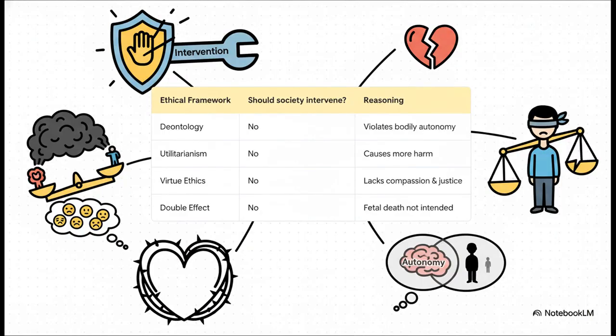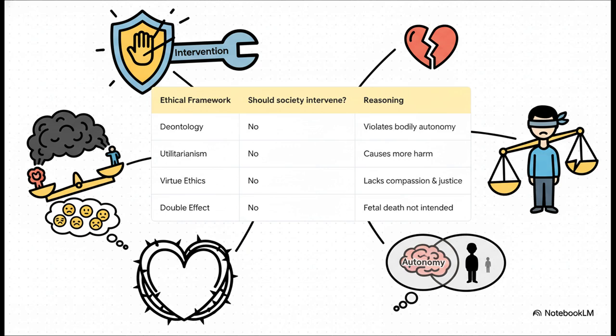Okay, so let's put it all together again, just like we did with the trolley. Deontology says don't intervene because it violates autonomy. Utilitarianism says don't intervene because that causes more harm. Virtue ethics says a compassionate and just society wouldn't intervene. And the doctrine of double effect? It also lands on non-intervention. Why? Because the primary good intention is respecting a woman's bodily autonomy. The death of the fetus is a foreseen but unintended side effect of that good action.